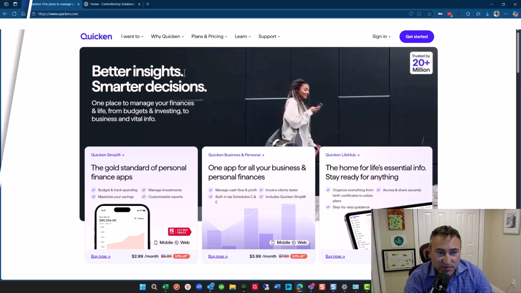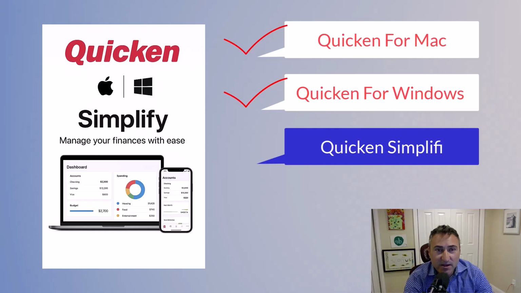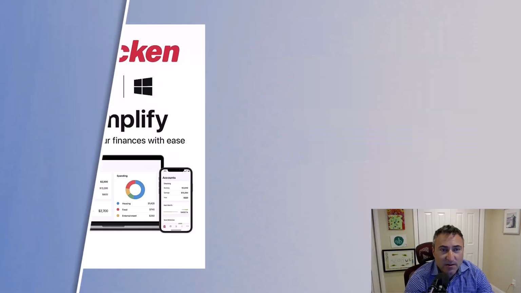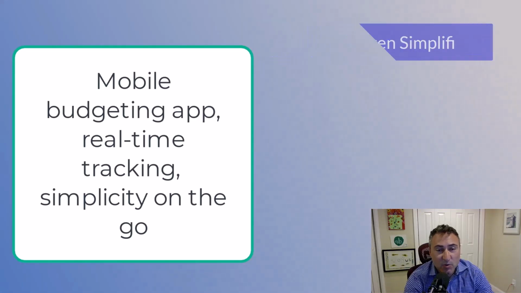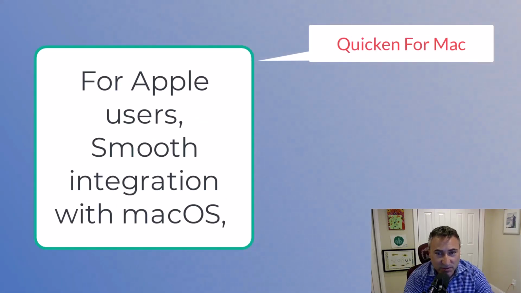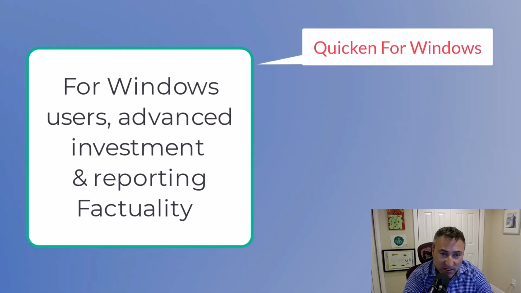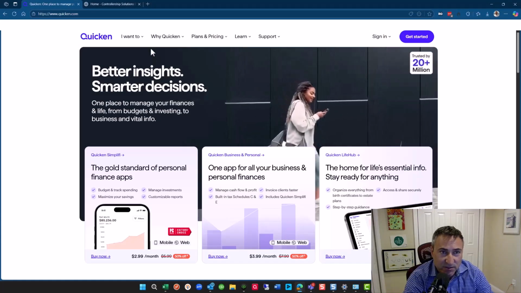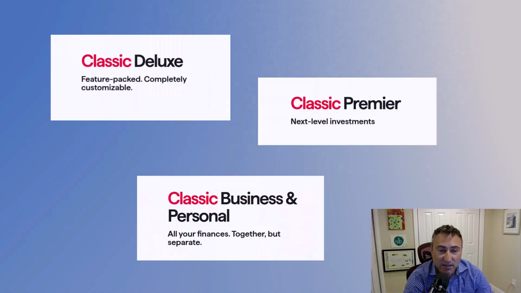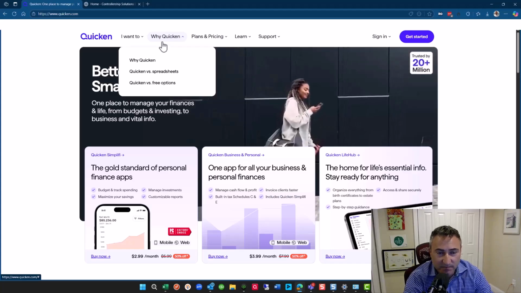A few high-level things. There's Quicken for Mac, Quicken for PC, and there's Quicken Simplify. In short, Quicken Simplify is an online product. Quicken Mac is for Mac users, and there's only one version of the Quicken Mac. And there is Quicken for PC, also known as Quicken Classic, which has three flavors: Deluxe, Premier, and Home and Business. Here's my quick recap on each of them.